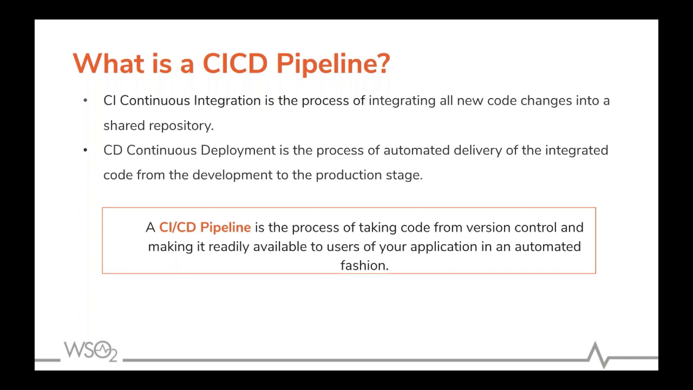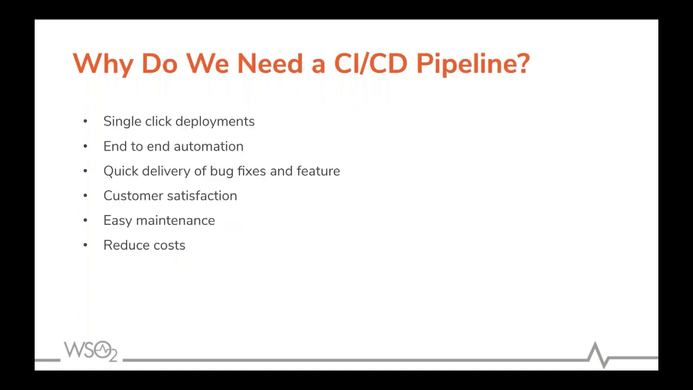Now let's see why we need a CI/CD pipeline. A CI/CD pipeline provides a single-click deployment, which means that with a single code commit or a build, the pipeline will be triggered and there are no other complex configurations required. Also, starting from the developer's code changes until they are deployed in the production or staging environments, everything will be done automatically. This is an end-to-end automation.